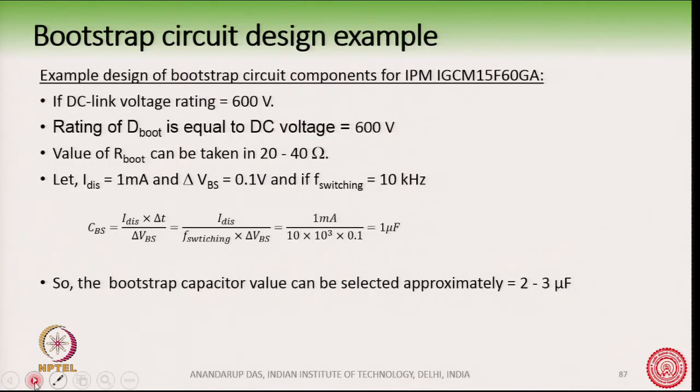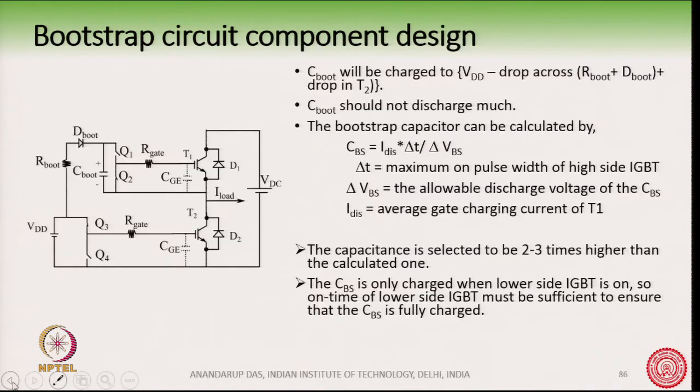So, we have taken a very simple example of bootstrap circuit components for this IPM, we will talk about this IPM, for this IPM IGBT. Suppose the DC link voltage is 600 volts and the rating of D boot is equal to 600 volts. This can be obtained by applying the KVL here. If you apply the KVL, then you see how much D boot has to block.